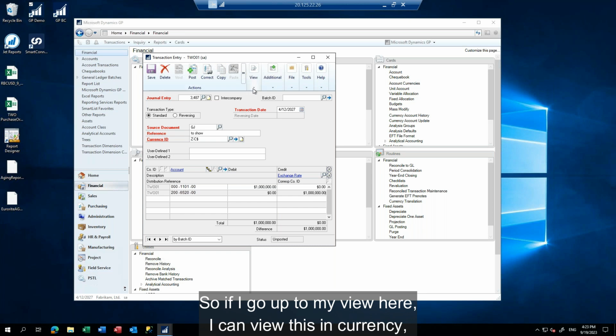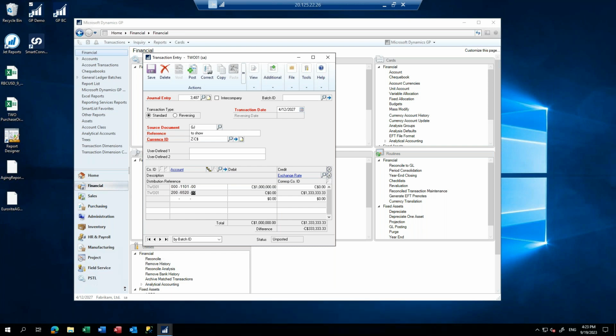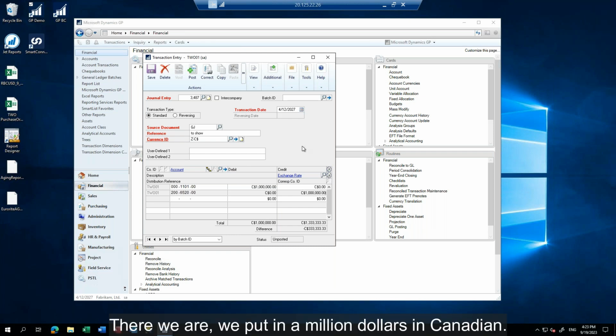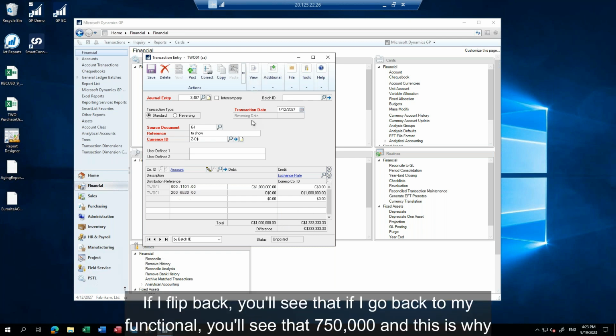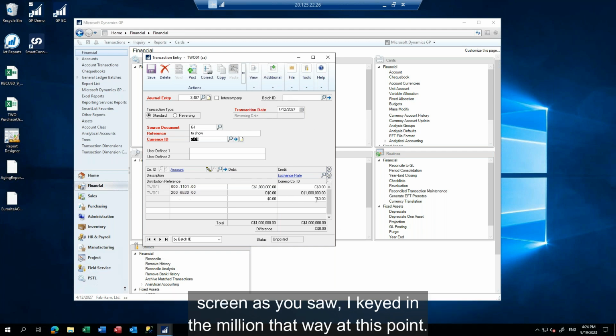So if I go up to my view here, I can view this in currency. I can see it in originating. I've put in, let's put in $1 million Canadian. There we are. We put in $1 million in Canadian. So there it is there. If I flip back to my functional, you'll see that 750,000. And this is why it's important to put in those things, because you cannot tell the difference on the front screen. As you saw, I keyed in the million that way at this point.